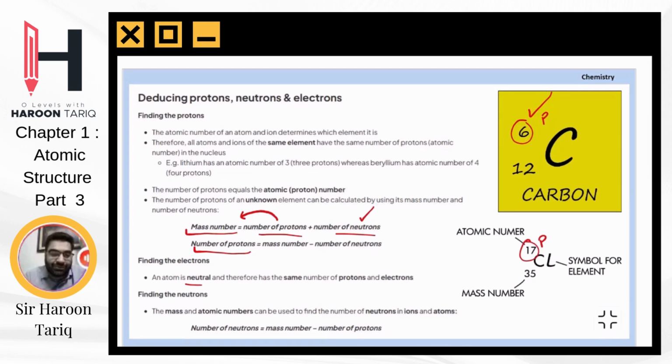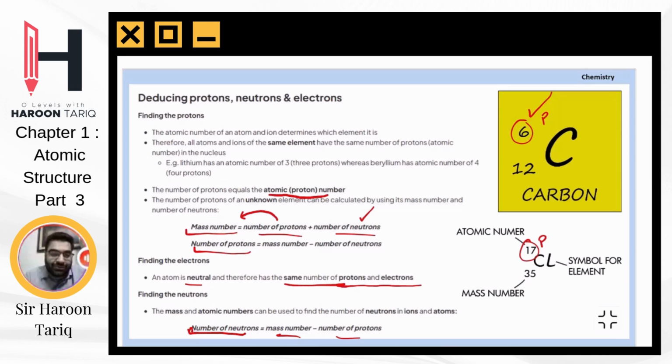For a neutral atom, the number of protons and electrons would be the same. Ions are different. We'll do that later. But for now, we are just doing neutral atoms. Atoms would have the same number of protons and electrons. If you want to find the number of neutrons, you take the mass number, the bigger number, minus the smaller number. And atomic number is just your proton number. Every element has a unique proton number. Proton number is unique for every element.